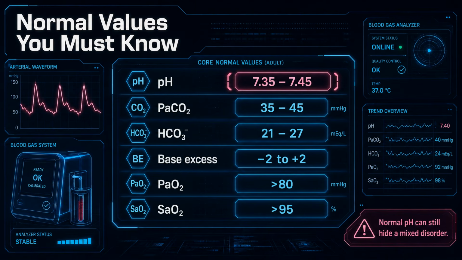These are the anchor values we will use throughout the lecture. Normal pH is 7.35 to 7.45. Normal arterial carbon dioxide is 35 to 45 millimeters of mercury. Normal bicarbonate is 21 to 27 milliequivalents per liter. Base excess is about -2 to +2. Arterial oxygen is generally above 80 millimeters of mercury, and oxygen saturation is generally above 95%. These numbers are anchors, not substitutes for clinical judgment. A normal pH can still hide a dangerous mixed disorder.